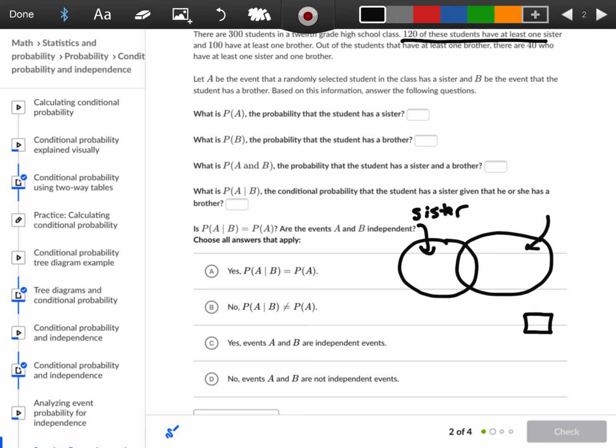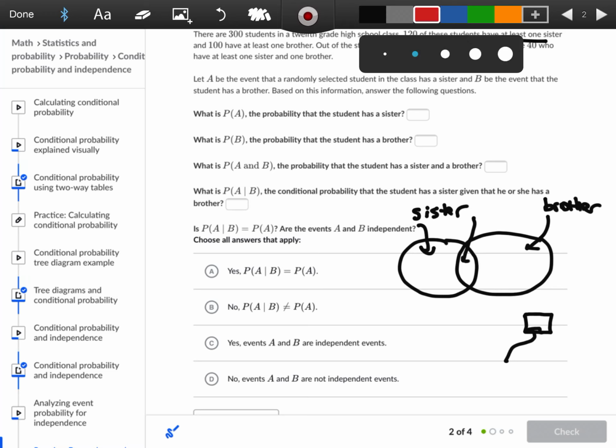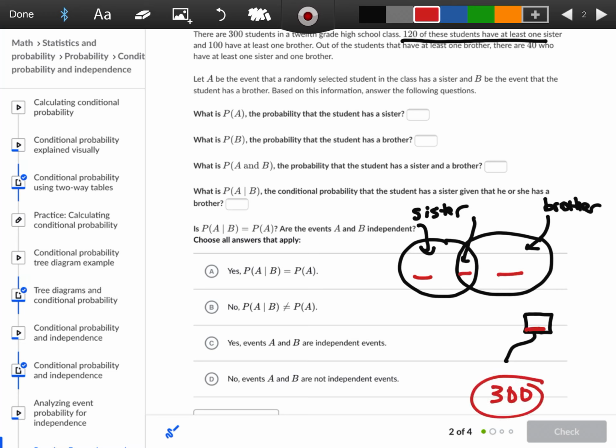And these students here have at least one brother. I'm going to call that the brother group. These people in the middle obviously have at least a sister and at least a brother. And these people here are only children; they don't have either. So I'm going to fill some circles in here. All 4 of these spots, 1, 2, 3, and 4, must sum together to be 300 students, because everyone falls in one of these categories.